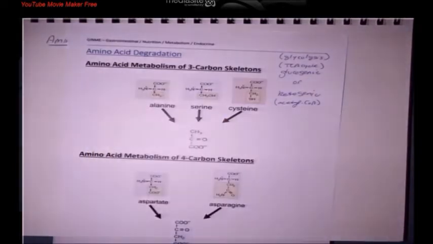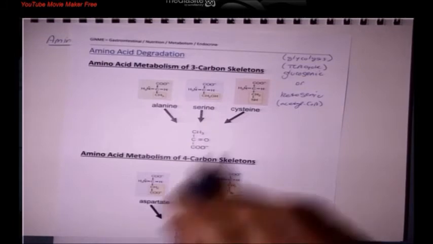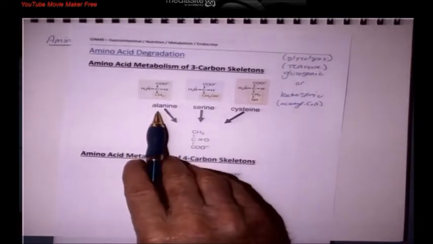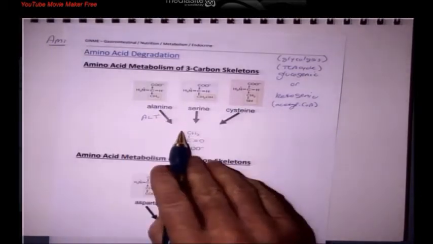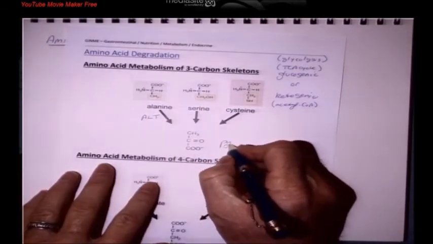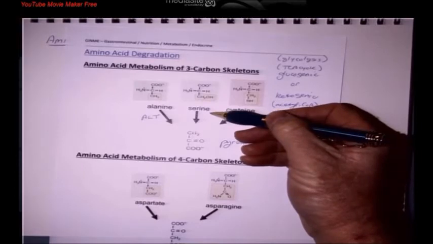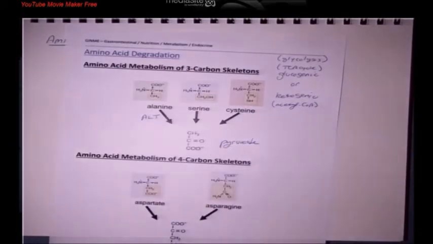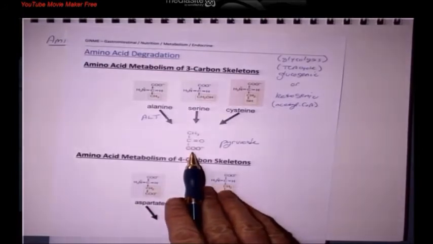If we have 3 carbon backbones on our amino acids, such as alanine, serine, and cysteine, they're going to each have their own individual degradation pathways. Alanine, of course, is the simple transamination reaction with ALT. And the resulting product of this is pyruvate. Breaking serine down, we're going to end up with pyruvate. Breaking cysteine down, we're going to end up with pyruvate. So 3 carbon backbone amino acids are broken down to a 3 carbon energy intermediate.